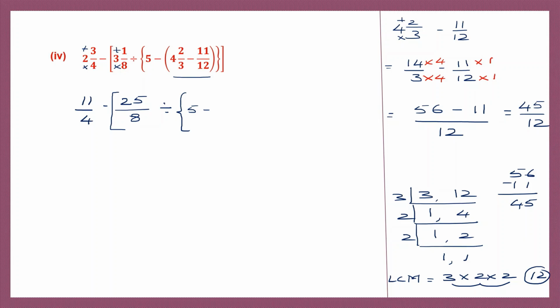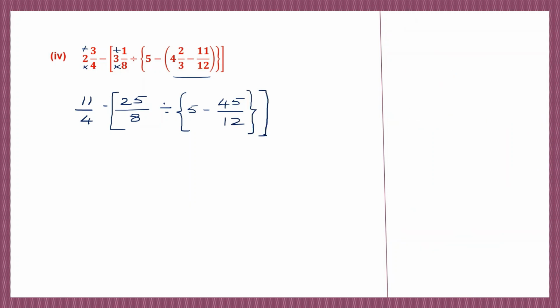So we have removed the parentheses. So instead, now let's write 45 by 12. And close the curly bracket and the square bracket. So now we have the square bracket and we have the curly bracket, and as we know we have to work out the curly bracket first. So let's continue here and write the question as it is.